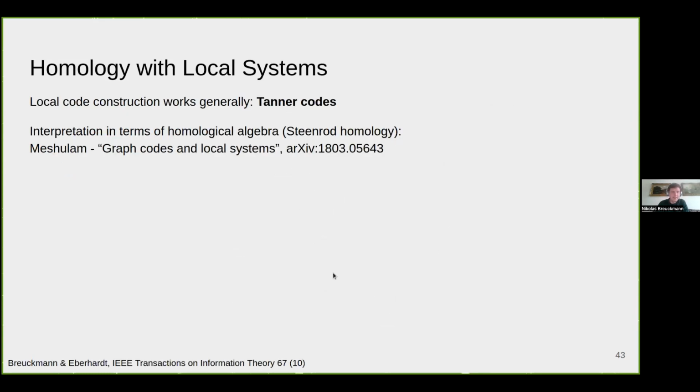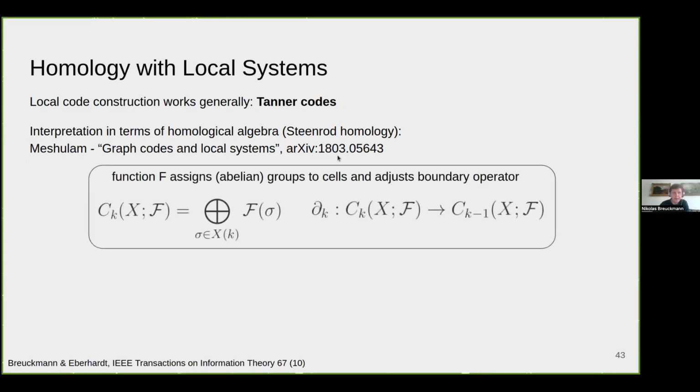But before that, let me move back a little bit into homology. This local code construction is a bit more general, and these are called tensor codes. They have an interpretation in terms of homological algebra, in so-called Steenrod homology, and this was observed by Michael Sipser in this paper. The idea is that we have some function f which assigns abelian groups to the cells of our input space, and we also adjust the boundary operators accordingly.